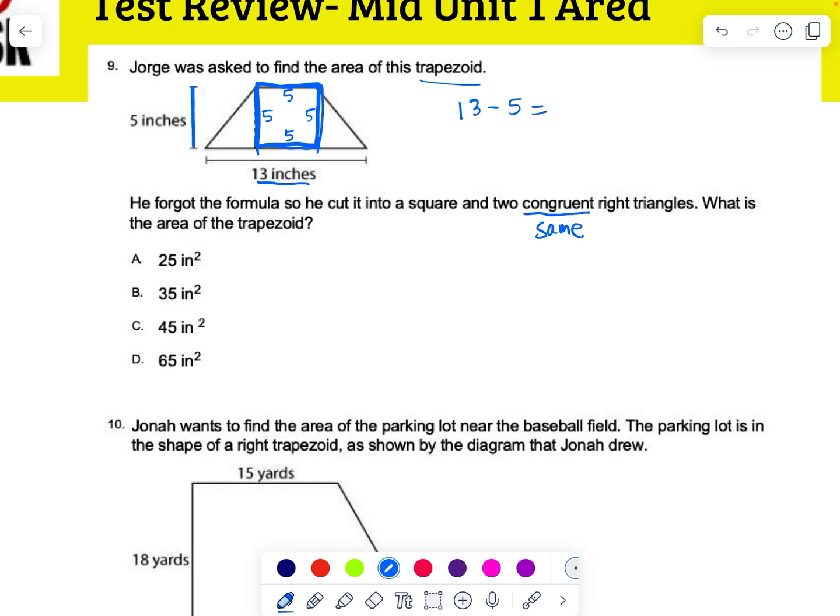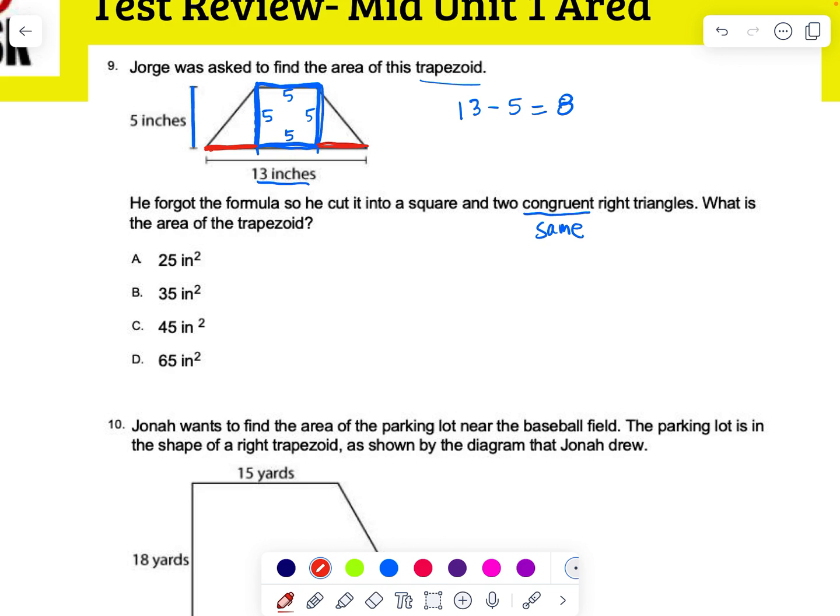Think about it. It leaves me with 8 left over, okay? So if I have 8 left over, then the biggest thing you need to think about here is that I need to share that 8 equally between the rest because these are congruent.